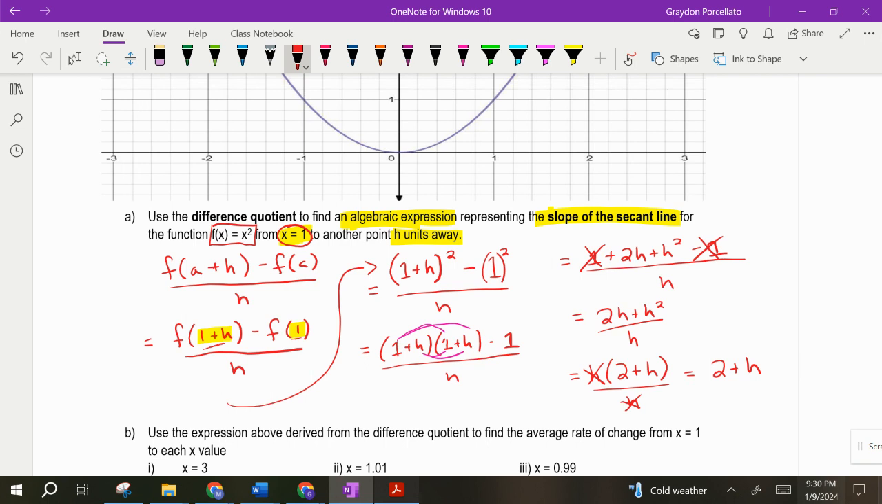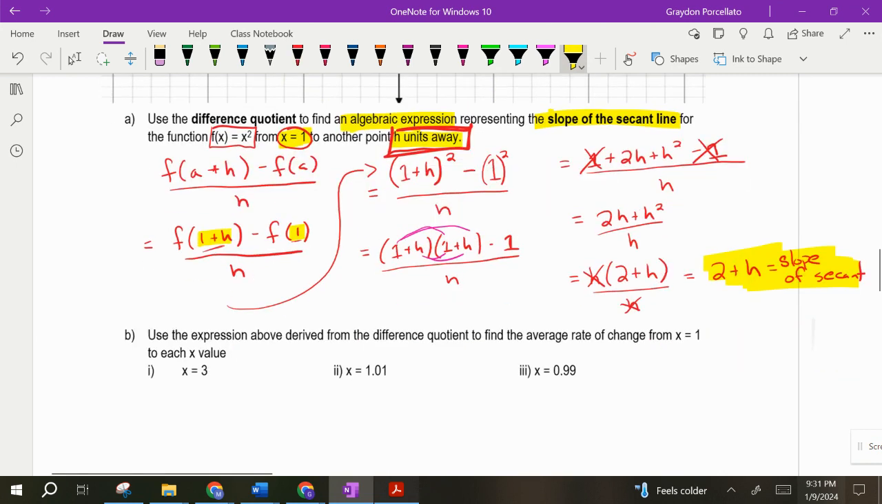So this equation is equal to the slope of the secant, where h is how many units away we are from x equal to 1. And it says up here, h is how many units away you are from x equal to 1. So what does that mean? How can we use this? Well, like I said, this is an equation for our slope of our secant.